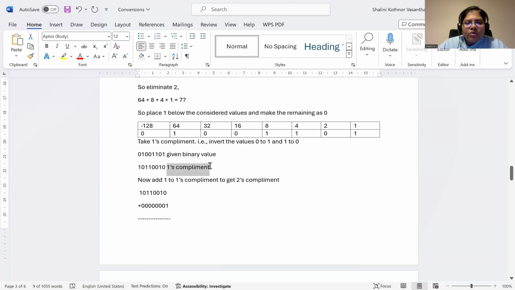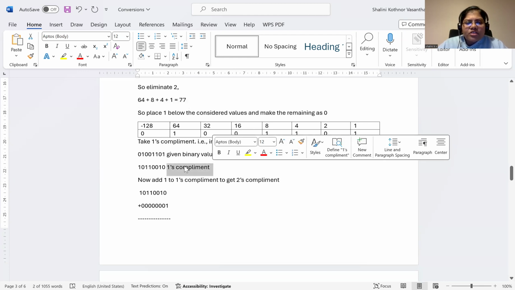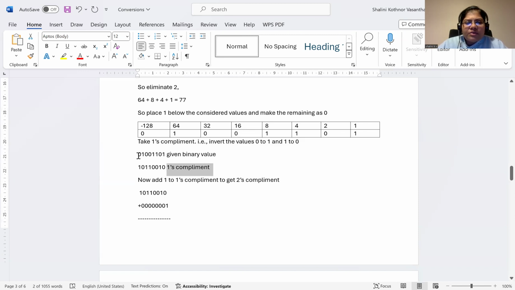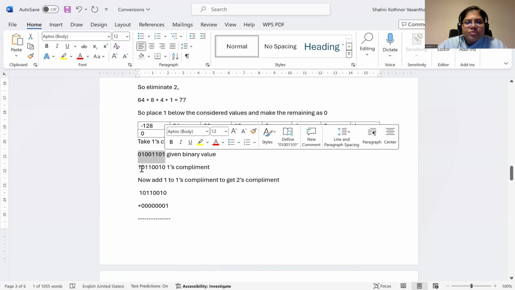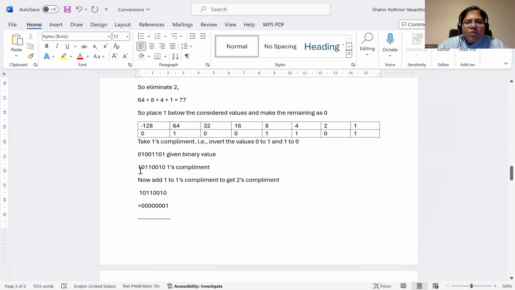Now we are going to find the one's complement. In one's complement, whatever 0 is there will be converted to 1, and whatever 1 is there will be converted to 0. So we are going to take the opposite values. If it is 0, it becomes 1. If it is 1, it becomes 0. So the corresponding one's complement of the binary value that we obtained for 77 is 1 0 1 1 0 0 1 0.